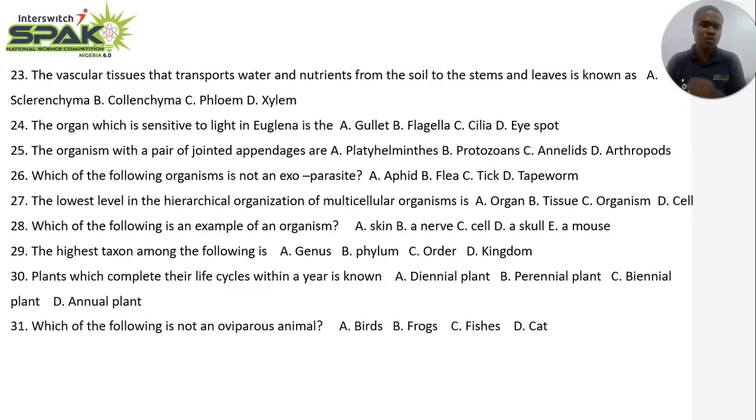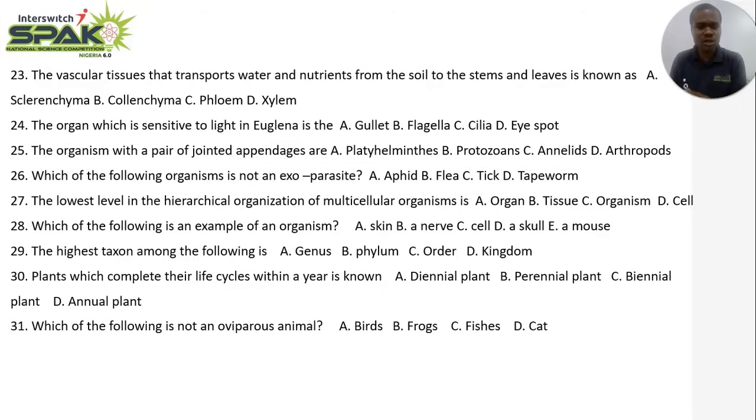So annual. Which of the following is not an oviparous animal? Oviparous animals are animals that lay eggs. In between, we have viviparous, which are animals that give birth to their young ones alive. And ovoviviparous, the group of animals that, instead of laying their eggs immediately, retain the egg inside, and just before they give birth, the egg hatches inside them, and in some cases the young will eat the body of the animal out. So some of those individuals give birth only once in their lifetime.